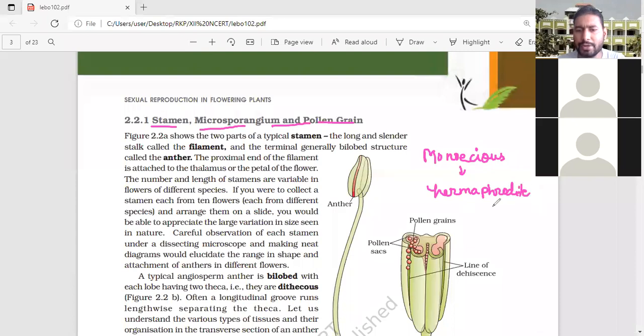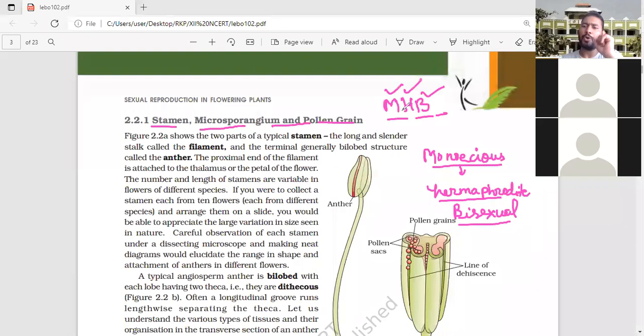Monoecious means hermaphrodite, or simply you can say it is also known as the bisexual. Are you getting? Monoecious, hermaphrodite, or bisexual. They are the same things. For the learning purposes, you have to prepare the mnemonic, that is MHB. Monoecious, hermaphrodite, bisexual. Clear? So that would be the same if they have given the monoecious or hermaphrodite or bisexual.